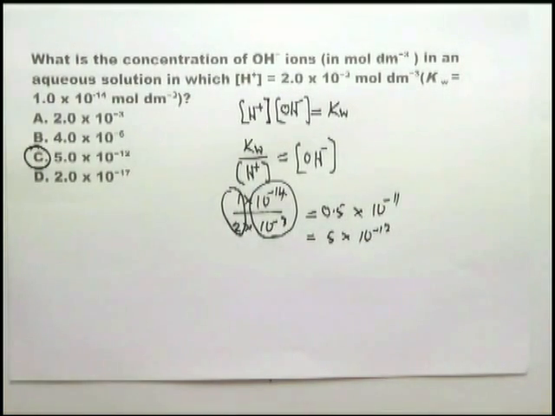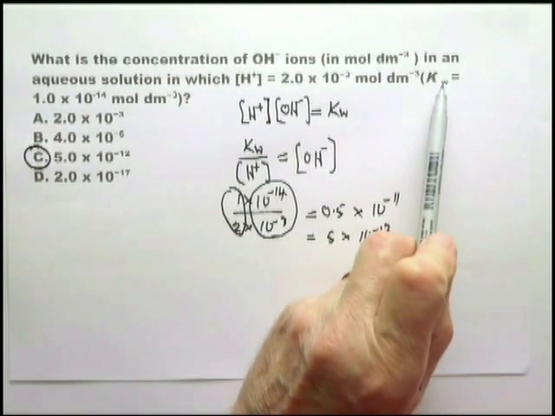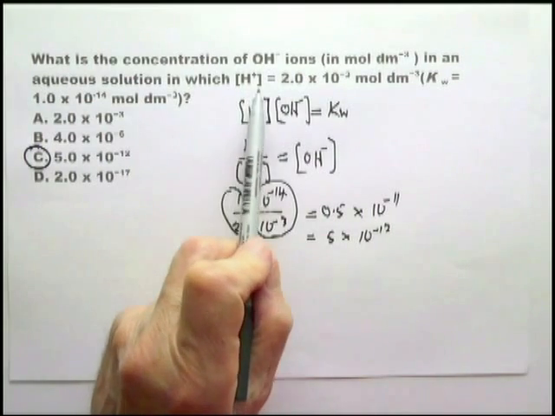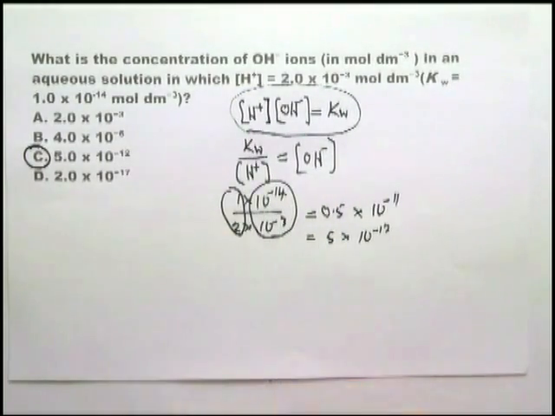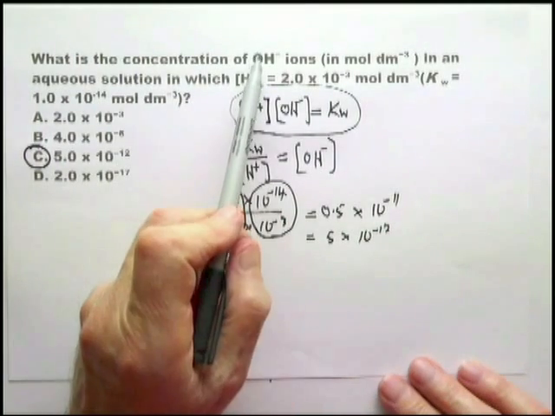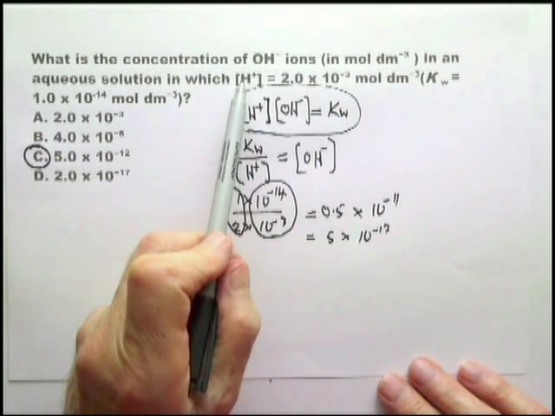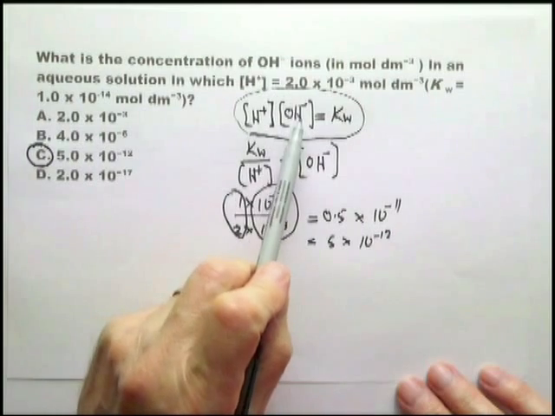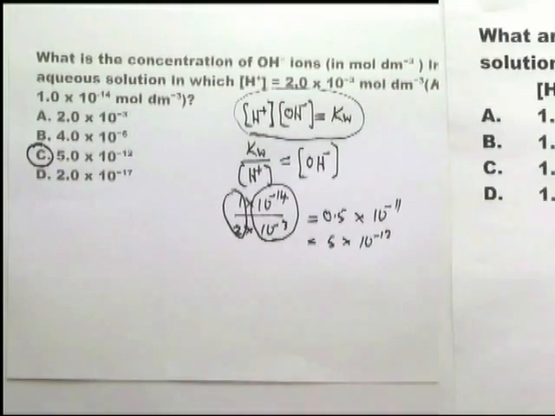This is one of those that is relatively straightforward. If they tell you hydrogen ion concentration and Kw, then to determine the hydroxide ion concentration, you simply have to remember this relationship. And if they did it in the other direction, if they tell you the concentration of hydroxide ion and Kw, you can work out the concentration of hydrogen ion. Or they could tell you the concentration of hydrogen ion and hydroxide ion at some unknown temperature. You could work out the Kw.